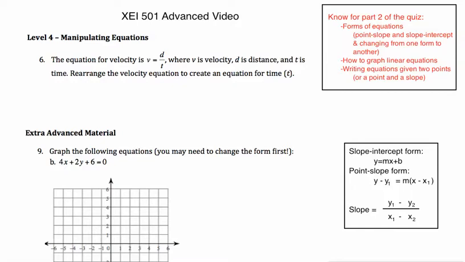In this video, I'm going to walk you through some of the things you might see on part 2 of your quiz. And if you look up to the right-hand side of your screen, I made a list for you of things that you need to know for part 2 of the quiz. So you should know the forms of equations, which, as a reminder, are down here, plus the slope formulas down there that you need to know, how to graph linear equations, and writing equations like given 2 points or given a point and a slope.